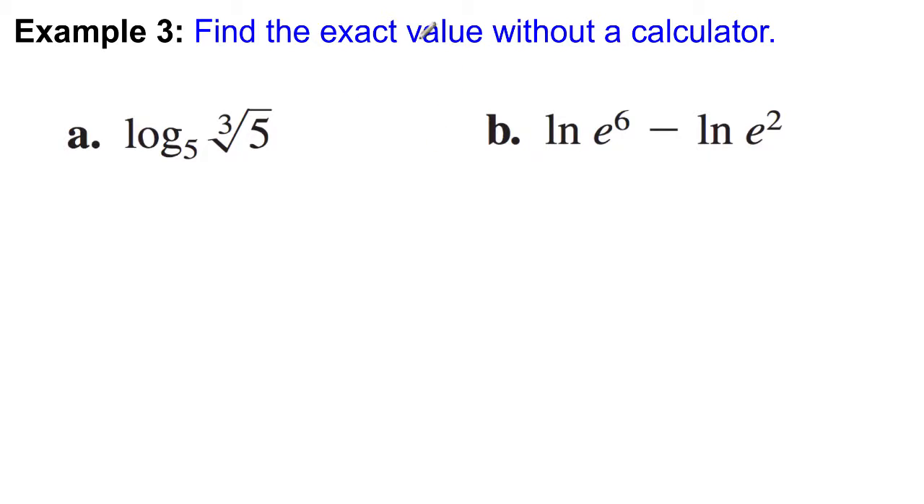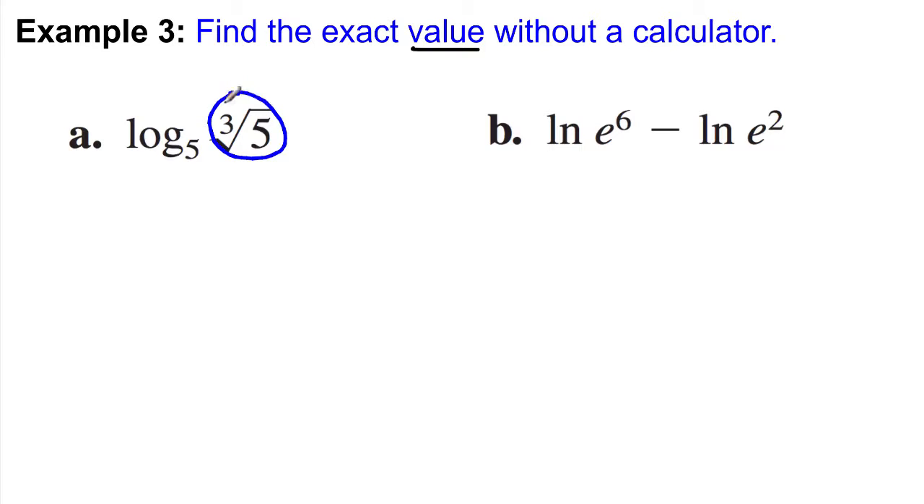In this example, we want to find the exact value, but we don't want to use our calculators. So we have to depend on the properties of logarithms to do this here. So first and foremost, I'm going to go ahead and look at log base 5 of the cube root of 5 and think about how I could rewrite this to evaluate it and get an actual value. Well, we know the cube root of 5 can be rewritten as 5 to the 1/3. So let's just rewrite this logarithm as log base 5 of 5 to the 1/3 power.